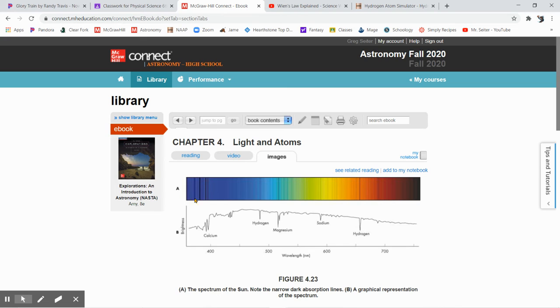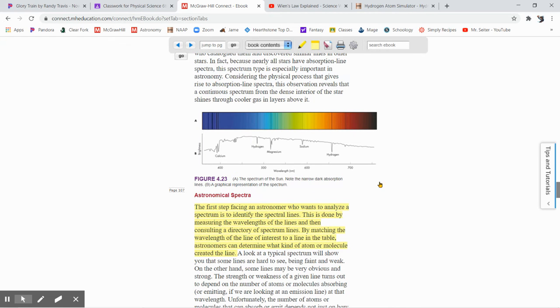We can see hydrogen. We know where hydrogen's colors are, all right here. Here's some more hydrogen. We can tell there's hydrogen. The darker it is, the more of that material there is, the more of that type of atom. So there's lots of hydrogen. There's magnesium. You can see the sodium and the calcium. By looking at these wavelengths in the spectrum, we can tell what our sun is made of.